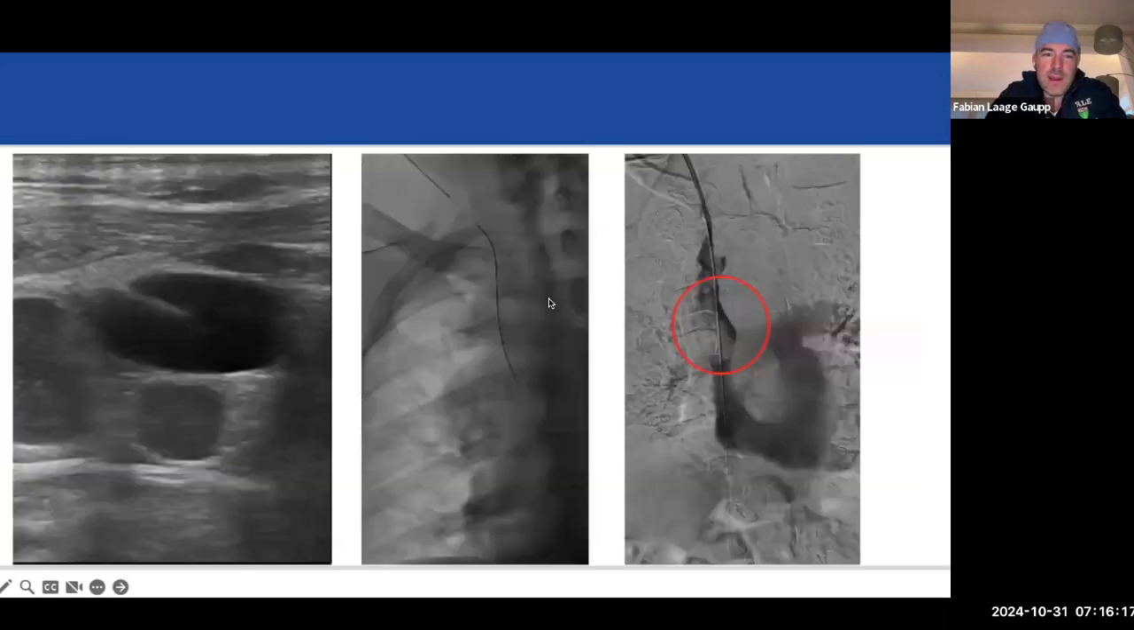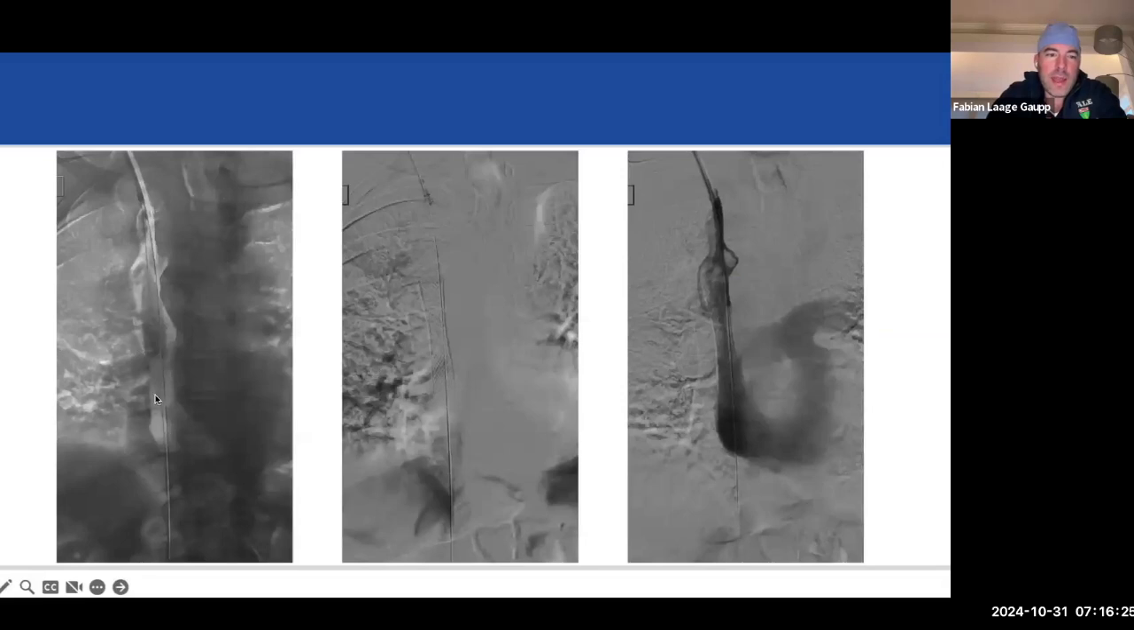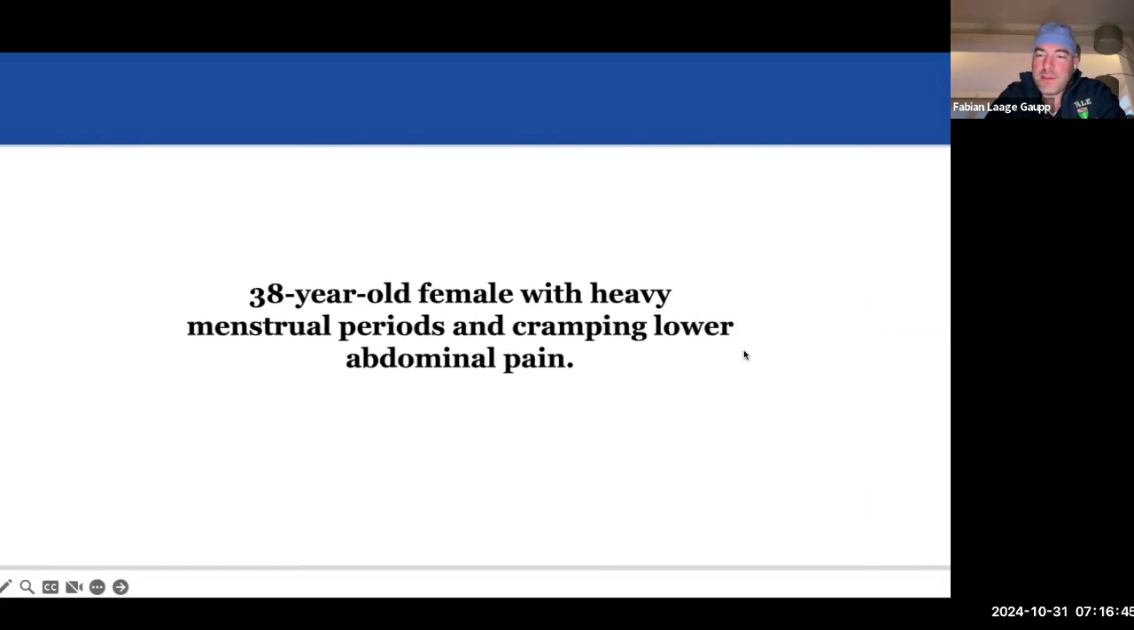Anyways, in this case, you just get IJ access, and get a stiff wire across all the way down into the IVC. You then do angioplasty using large balloons. Here you probably use, I don't know, 12, 14, or 16 millimeter balloons. Given that there's a malignancy, this is probably not going to take care of it, so then we deploy the stent across the site of obstruction here. And I think this is where we ended.